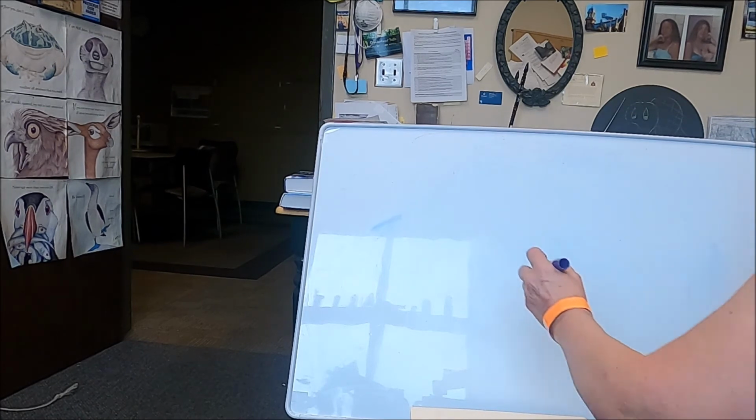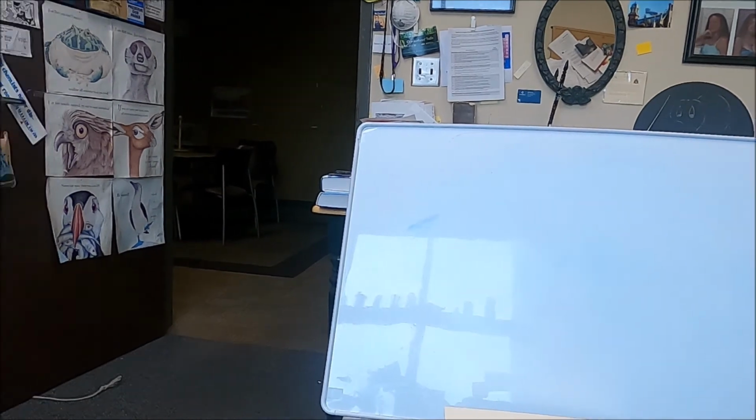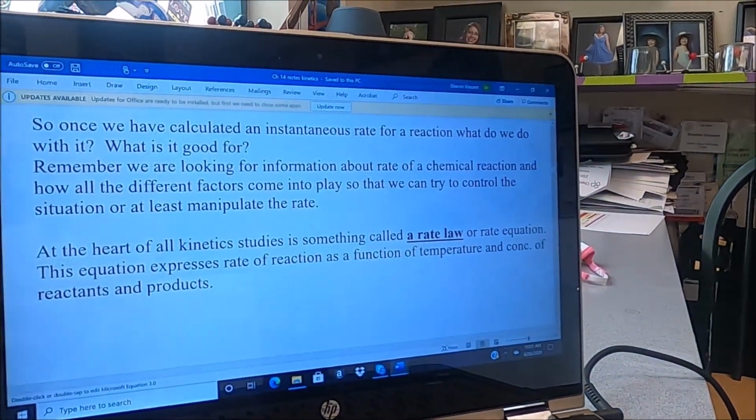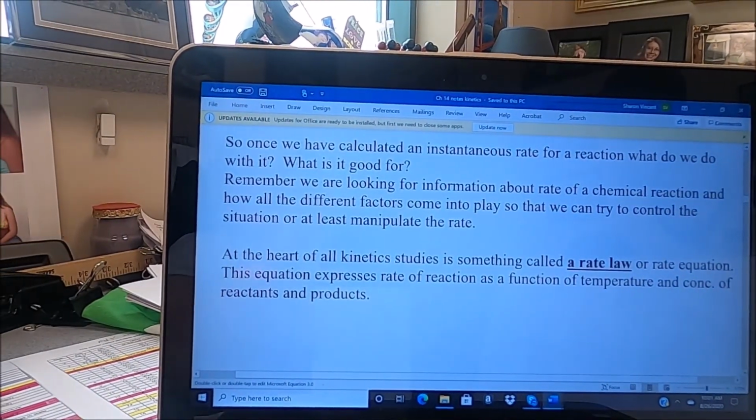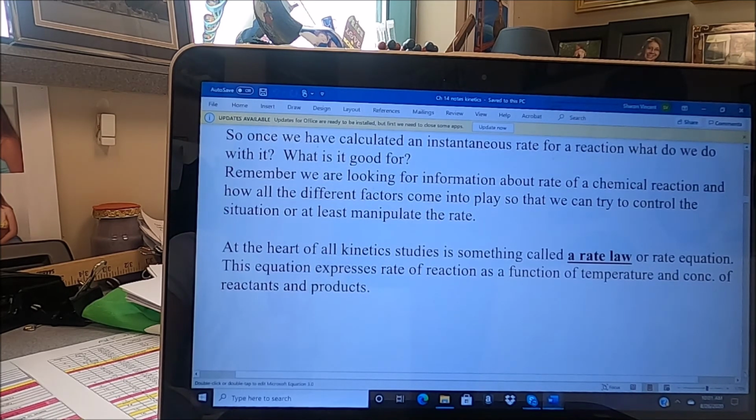Okay? So let's talk about a rate law. At the heart of all kinetic studies is something called a rate law. It's going to be an equation that expresses the rate of reaction as a function of temperature and concentration of reactants and products.